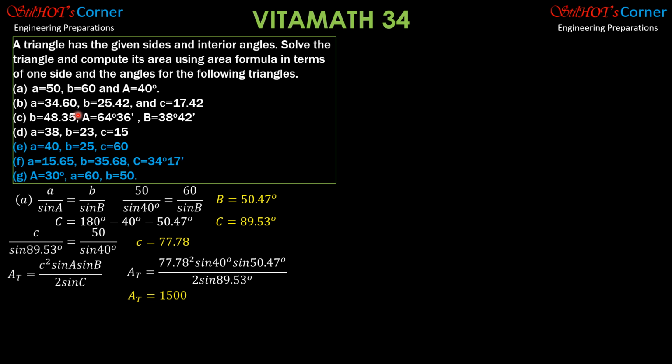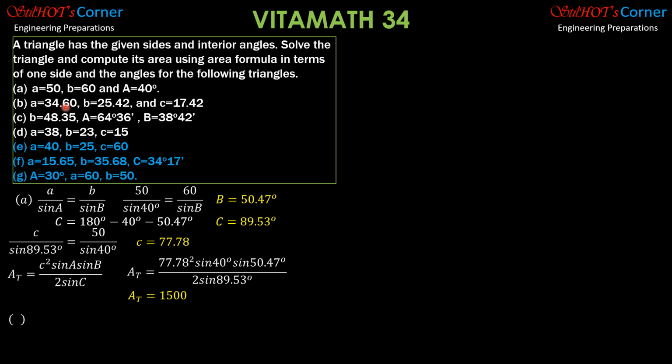So for part B, the shorter sides are 25.42 and 17.42. All sides are given, and the sum of the shorter sides is greater than 34.6. So the triangle is possible with these sides. So we compute angle A first because it is opposite to the longest side, and we expect that it may be an obtuse angle.